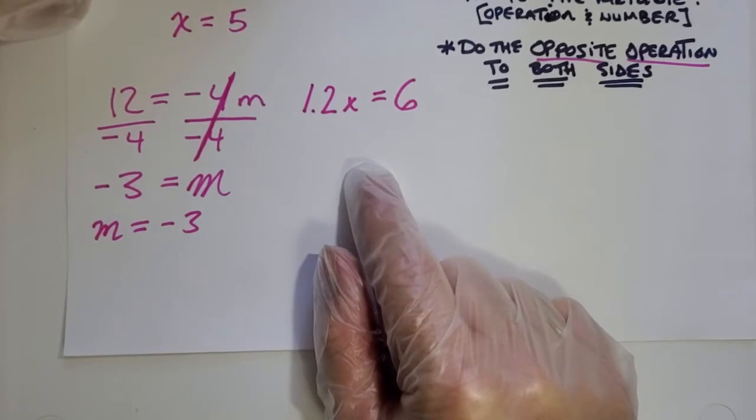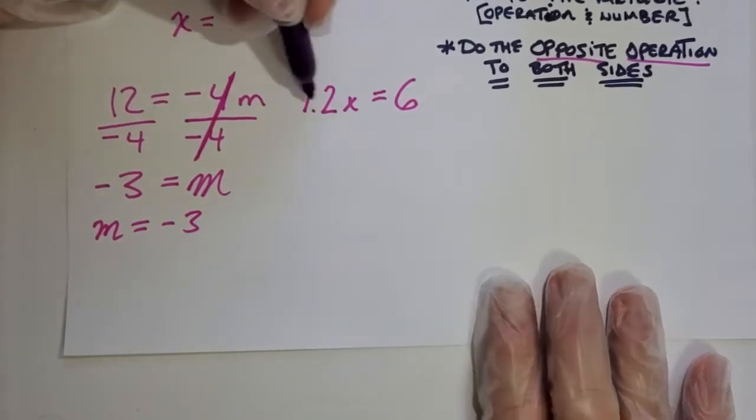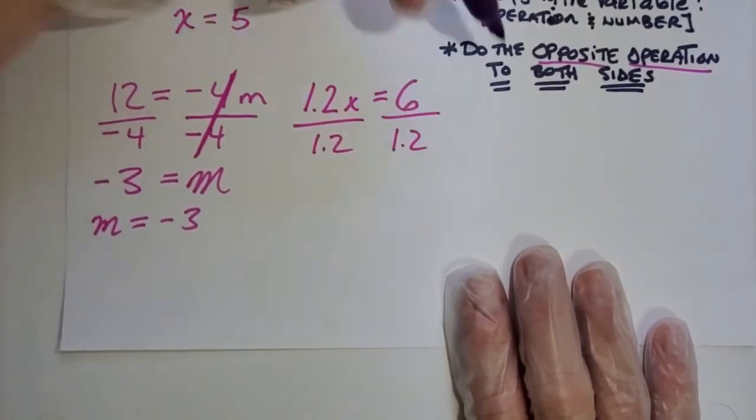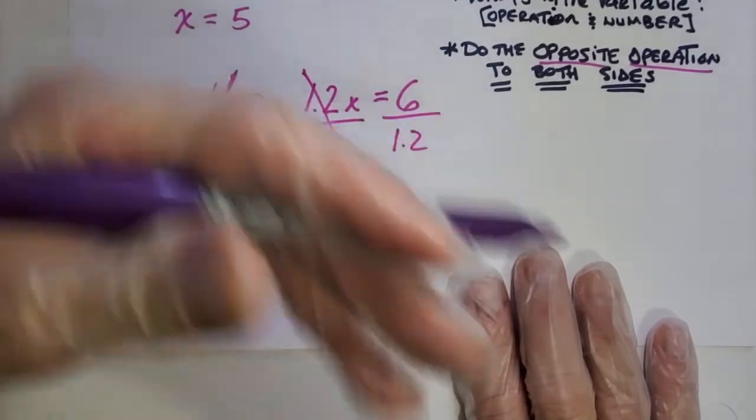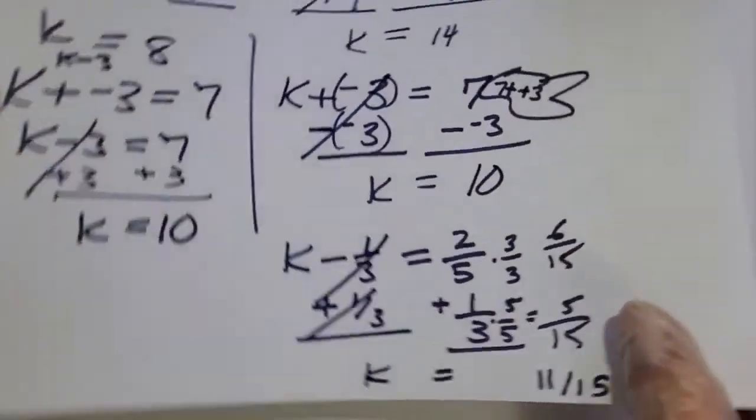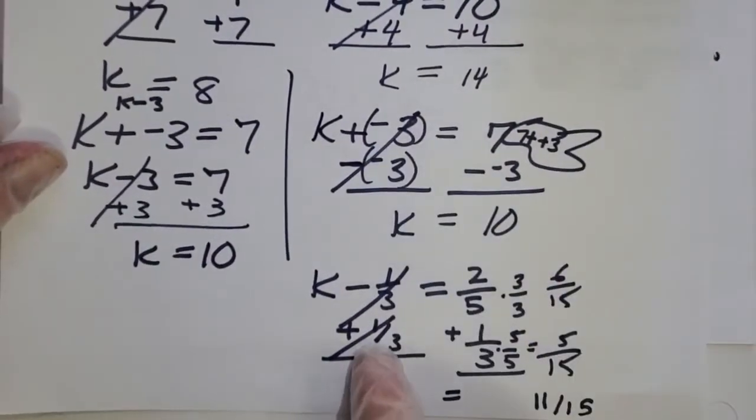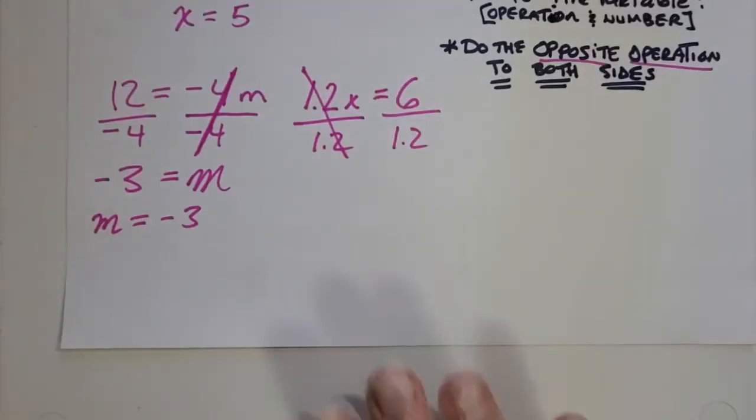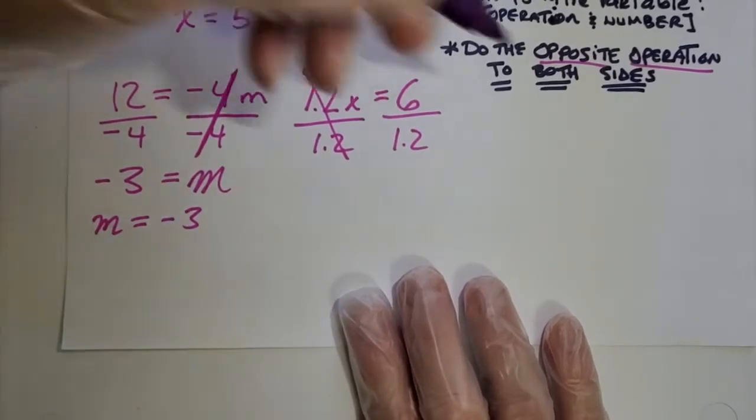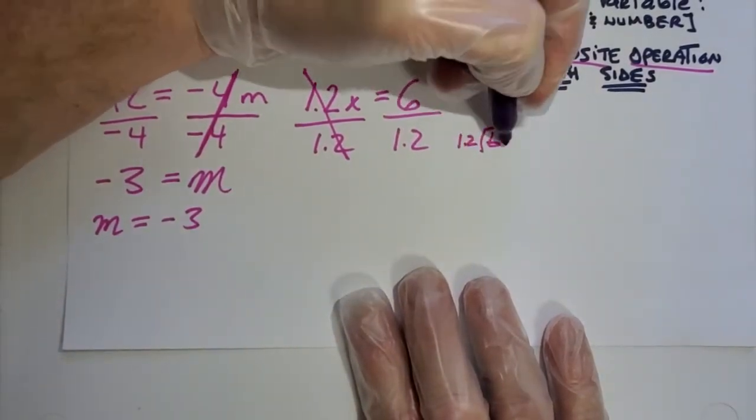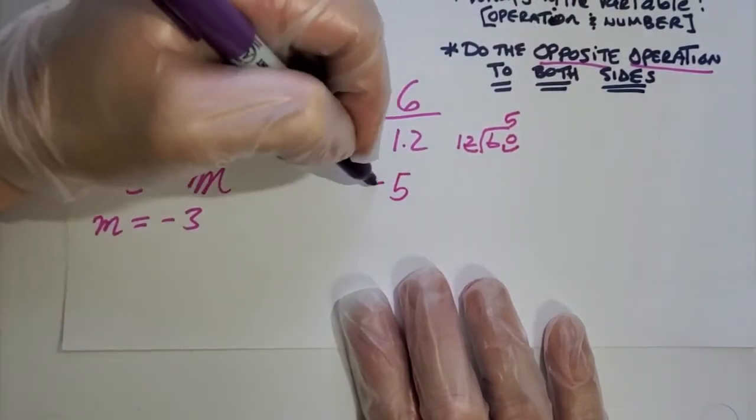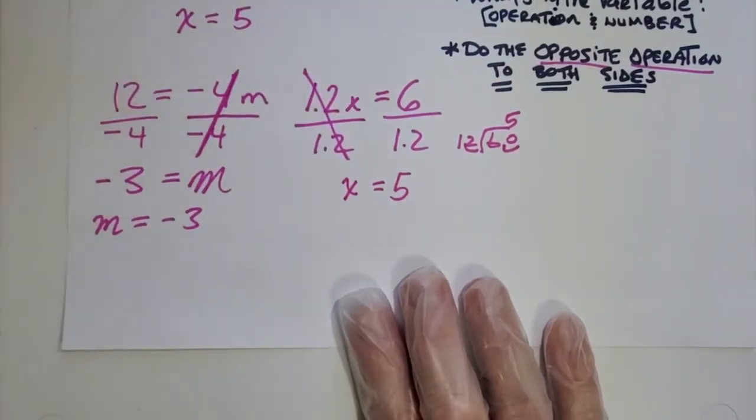The opposite of multiplying by 1.2 is to divide by 1.2. Do that to both sides. Bye-bye, hasta luego, ciao. Put a line through it. It cancels out, right? We did all of that earlier in the week. Line through it, it cancels. Then we divide 6 by 1.2. I'll do the math, and it's 5. And I could plug that in to double check it.